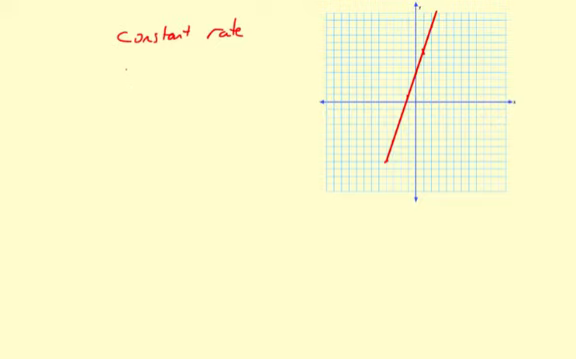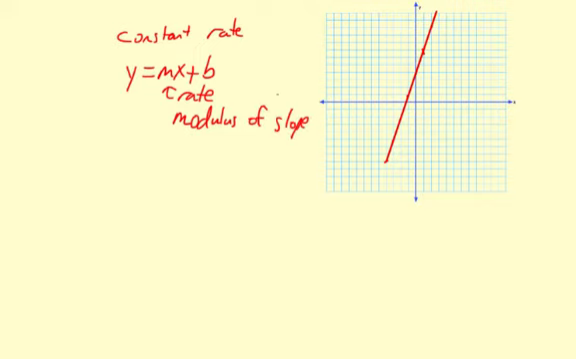In function form, it's written y equals mx plus b, where m is the rate. And the reason why it's the letter m is because it also is called modulus of slope. But that's a lot of words for math people, so usually it's just called slope or rate. And the b, that's the initial amount. And that can be found on the graph as the y-intercept.